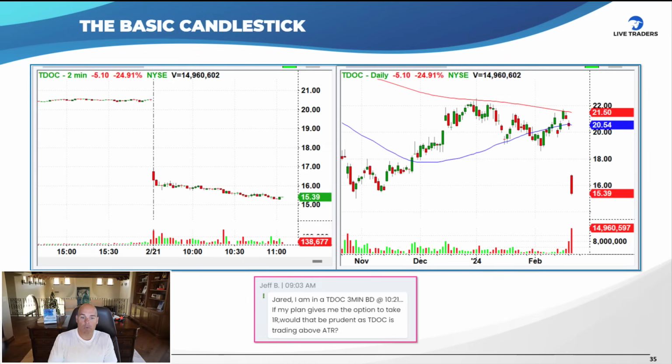What about this one? Jared: I'm in TDOC, 3-minute breakdown at 10:21. If my plan gives me the option to take 1R, would that be prudent as TDOC is trading above ATR?